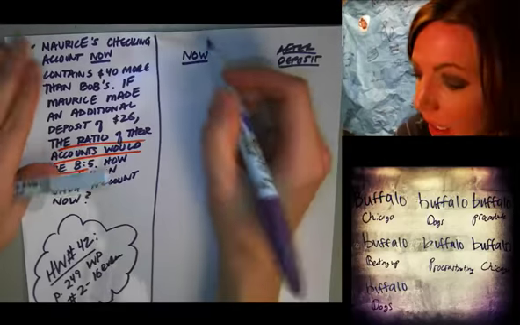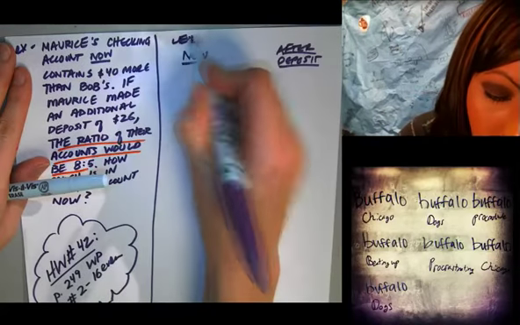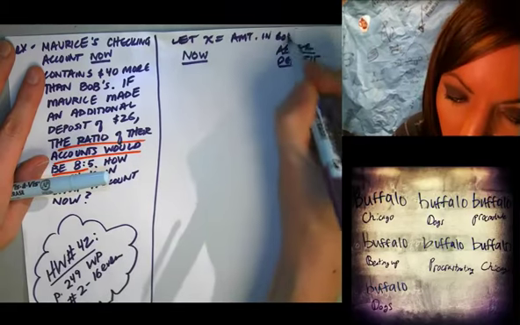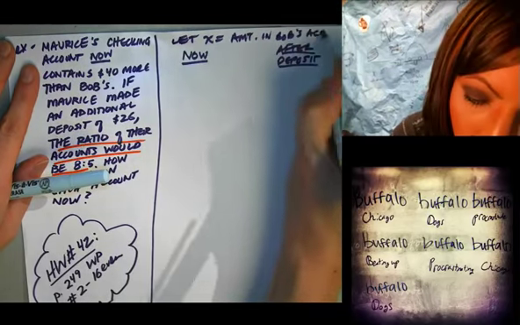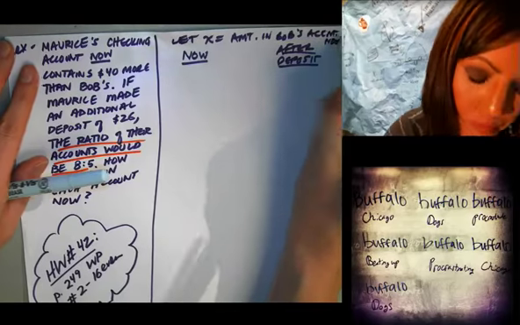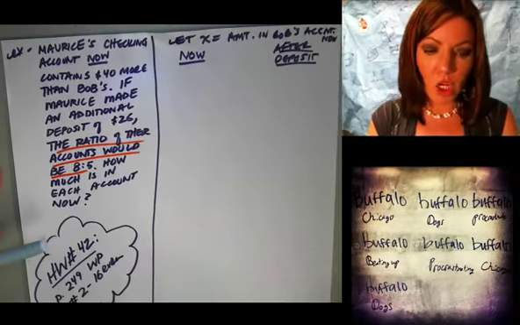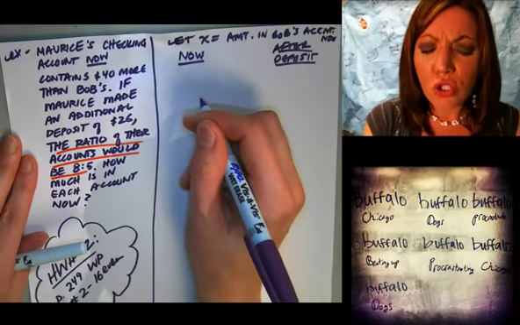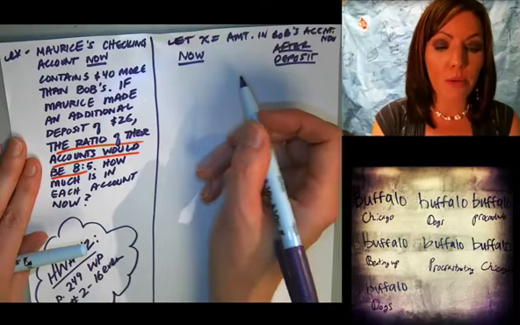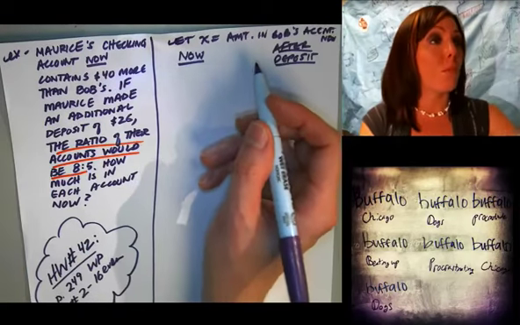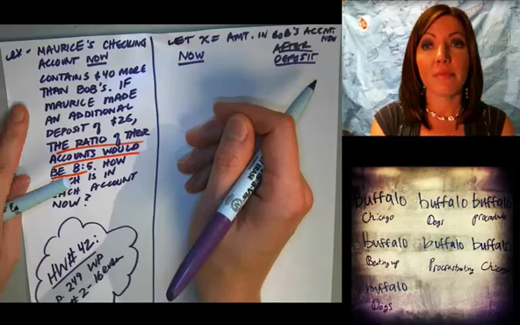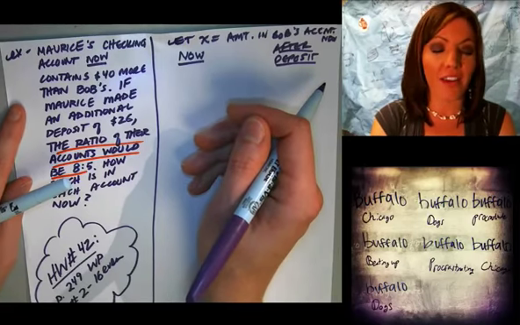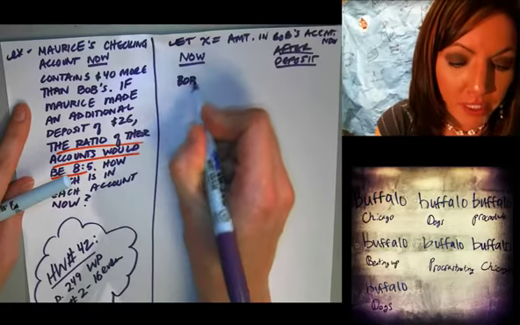So let's say that X is the amount in Bob's account now. Does anyone have a preference as to whether we put Maurice on the top of the fraction or Bob? Okay. Let's put Bob on the top, Bob equals over Maurice.